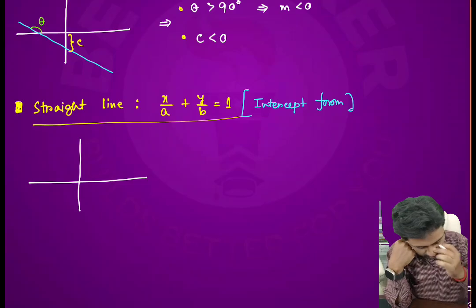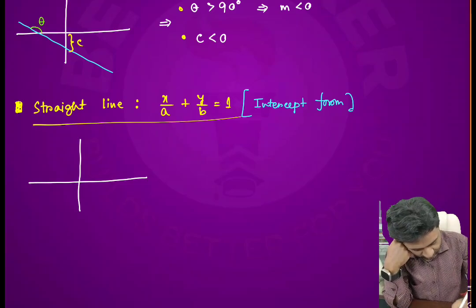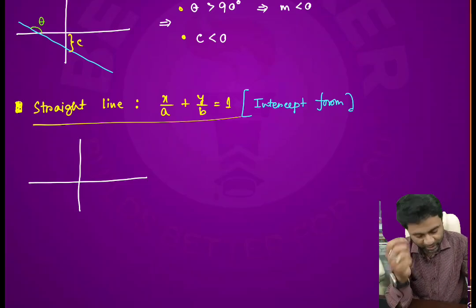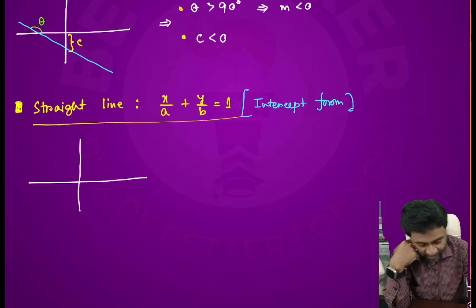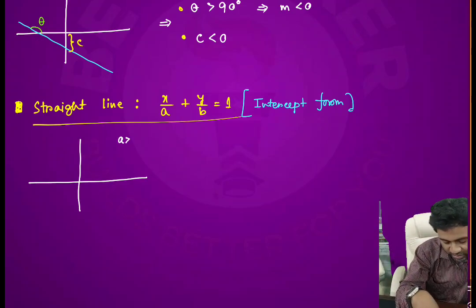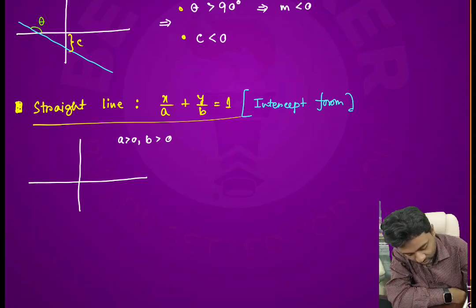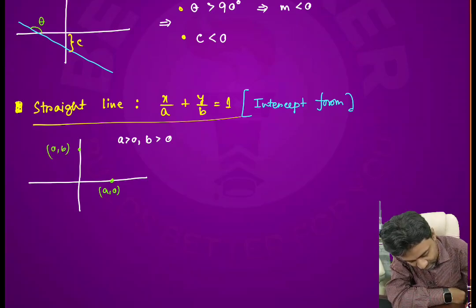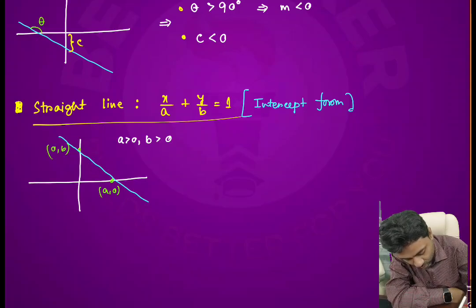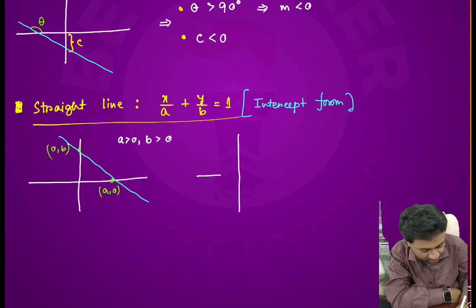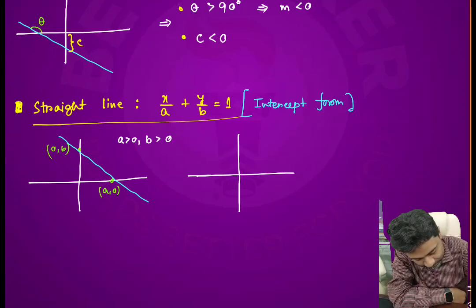This graph may also have a different shape, depending on A and B. A is the x-intercept here and B is the y-intercept here. So if A is greater than 0 and B is also greater than 0, then the graph will intercept the x-axis at the point a, 0 and the y-axis at the point 0, b. Joining the two points, we get the graph. The shape would be like this.